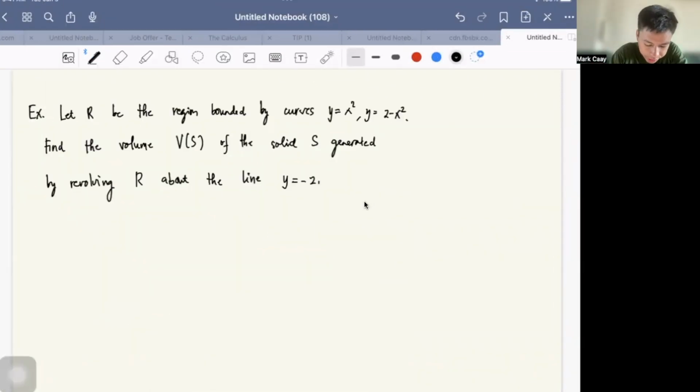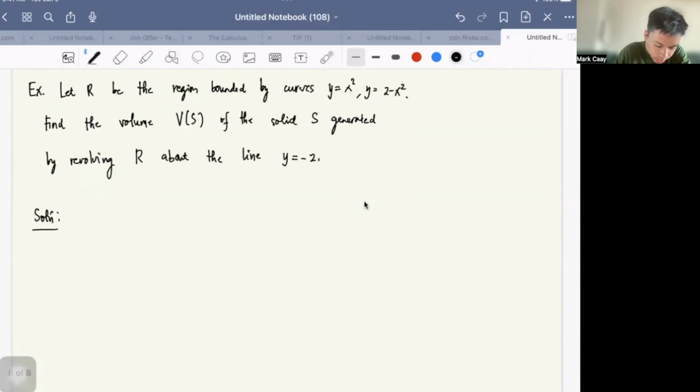Let's consider, for example, let R be the region bounded by the curves y equals x squared and y equals 2 minus x squared. Find the volume of the solid generated by revolving R about the line y equals -2. So una natin gagawin dito is sketch muna natin yung itsura niya.